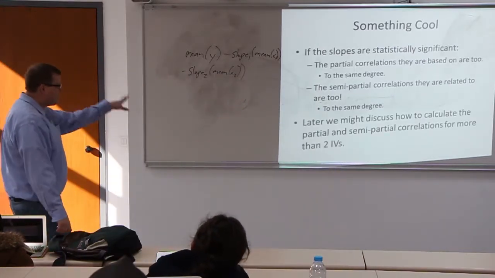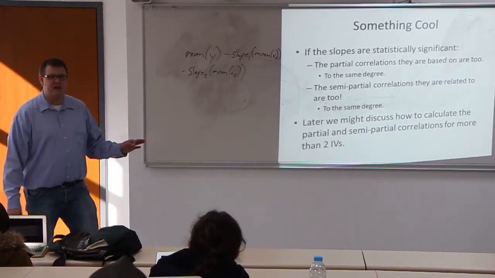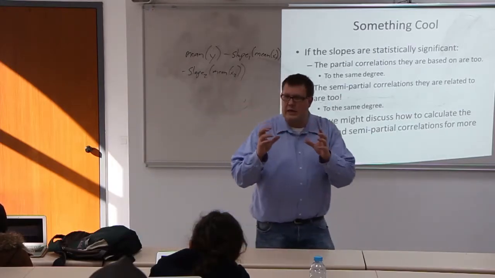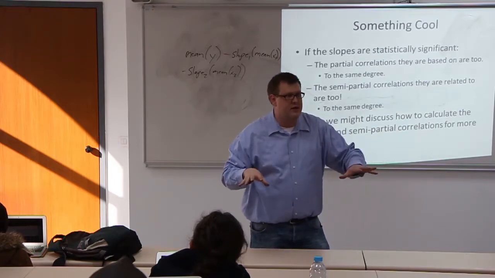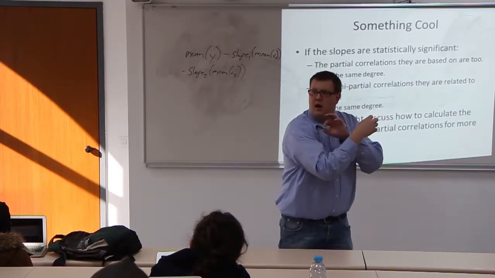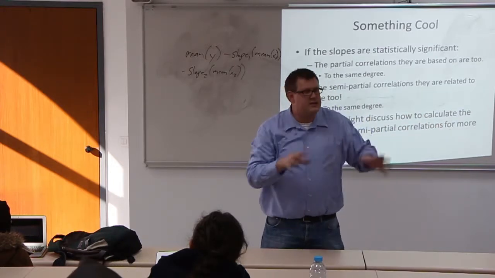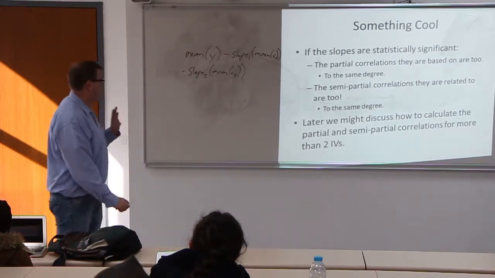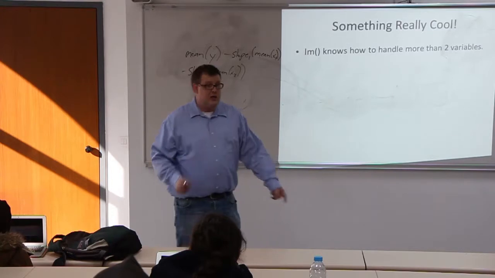Yay! We might discuss how to calculate the partial and semi-partial correlations for more than 2 independent variables. Remember our function, we had some correlation and then we were subtracting things from it and dividing some things. Well, those things that we subtract are going to depend on how many other variables we're accounting for. And the same thing with the denominator. I'm not sure if we're going to cover this. We may not.